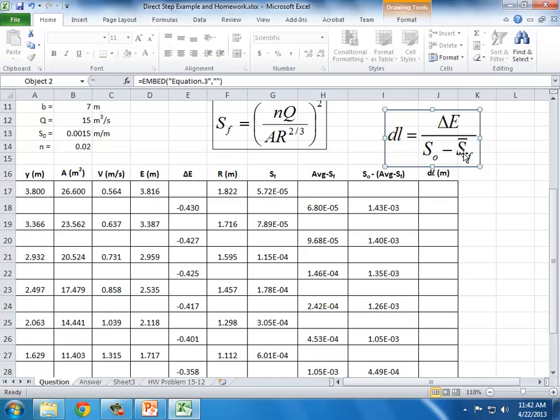Like, what do you need the spreadsheet to calculate? Well, specific energy would be nice. And so what's in specific energy? Depth, velocity. All right, so there should be columns that have velocity, and a column that has specific energy.